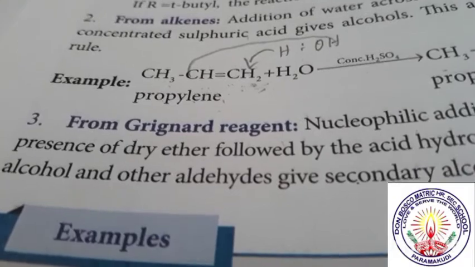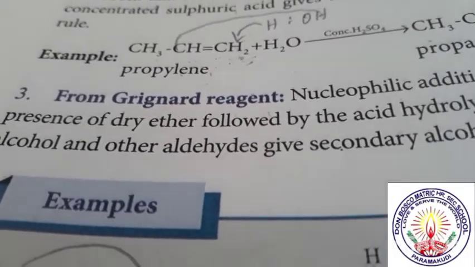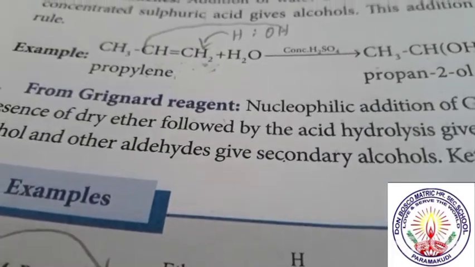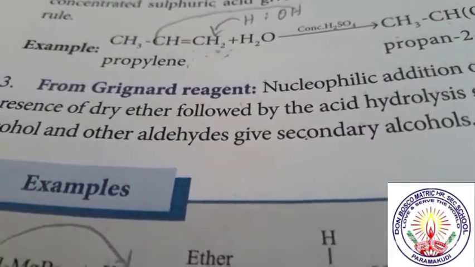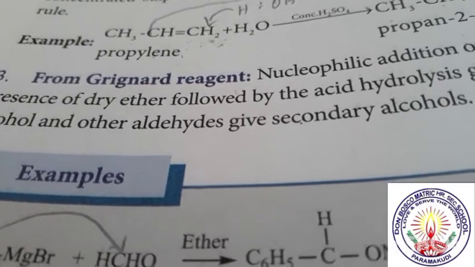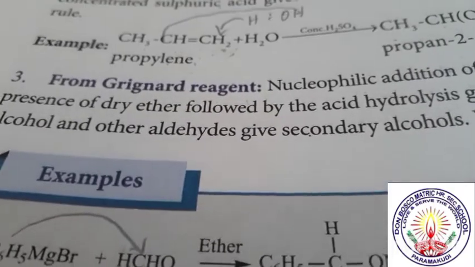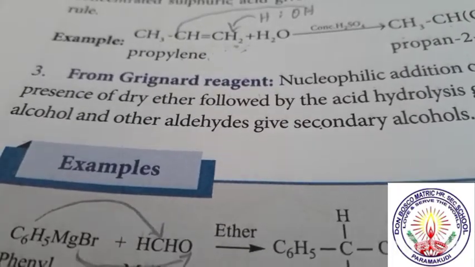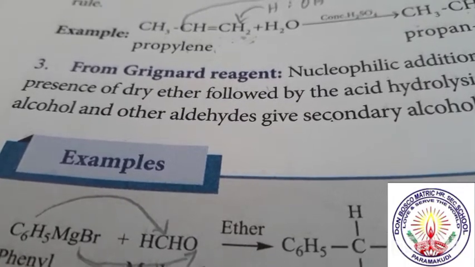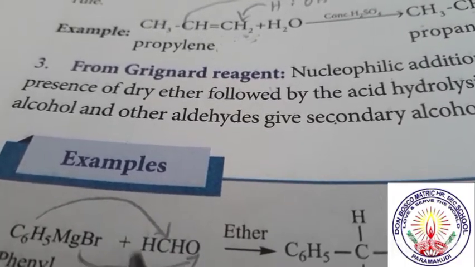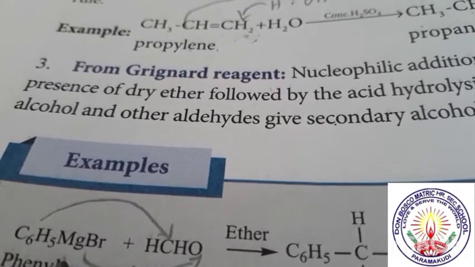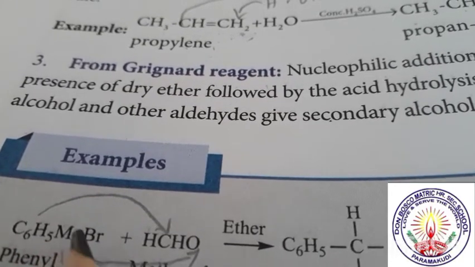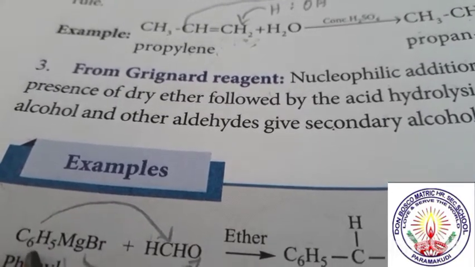Next one is Grignard reagent. This Grignard reagent is able to form new carbon-carbon bonds. New carbon bonds can be prepared with this Grignard reagent. In this Grignard reagent, magnesium plays an important role. Magnesium is very, very important. And see, here this is alkyl.